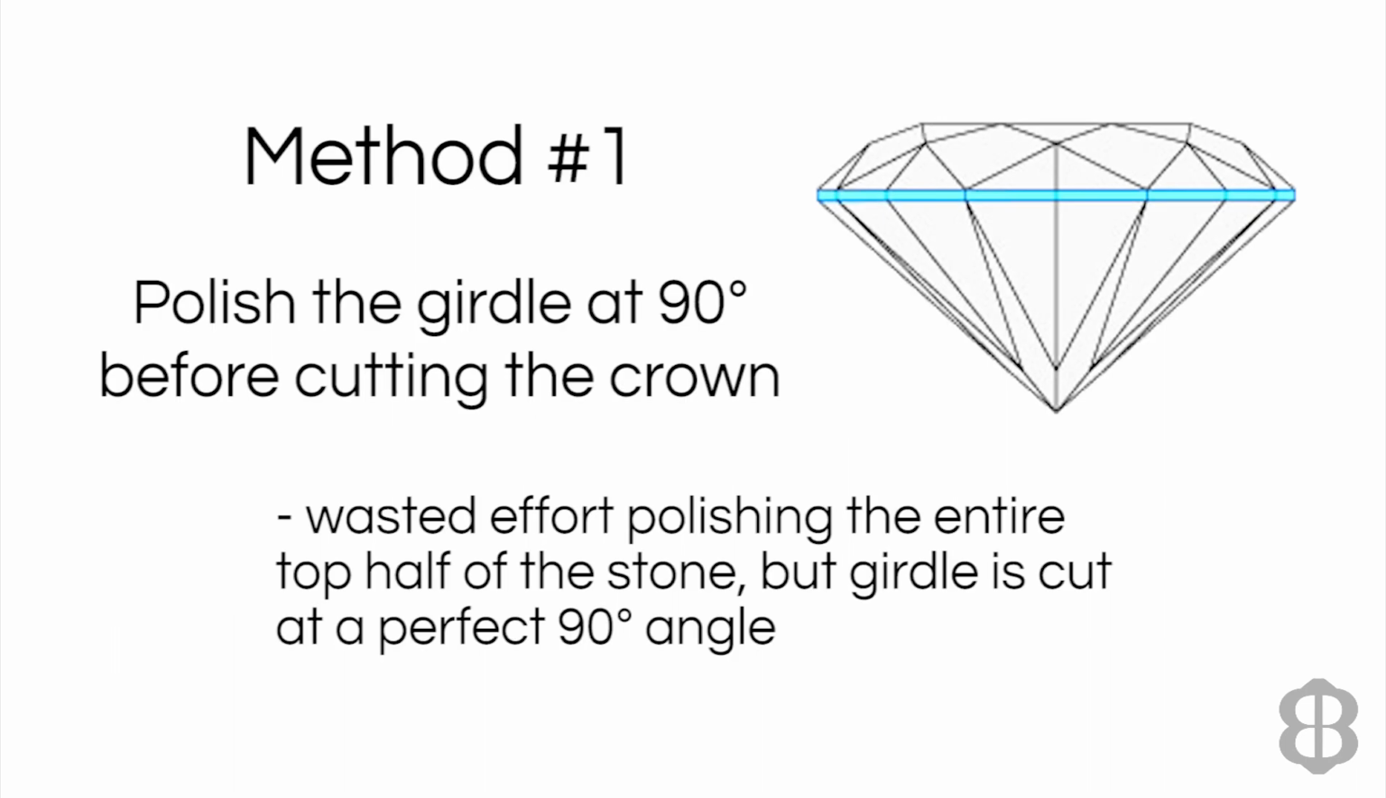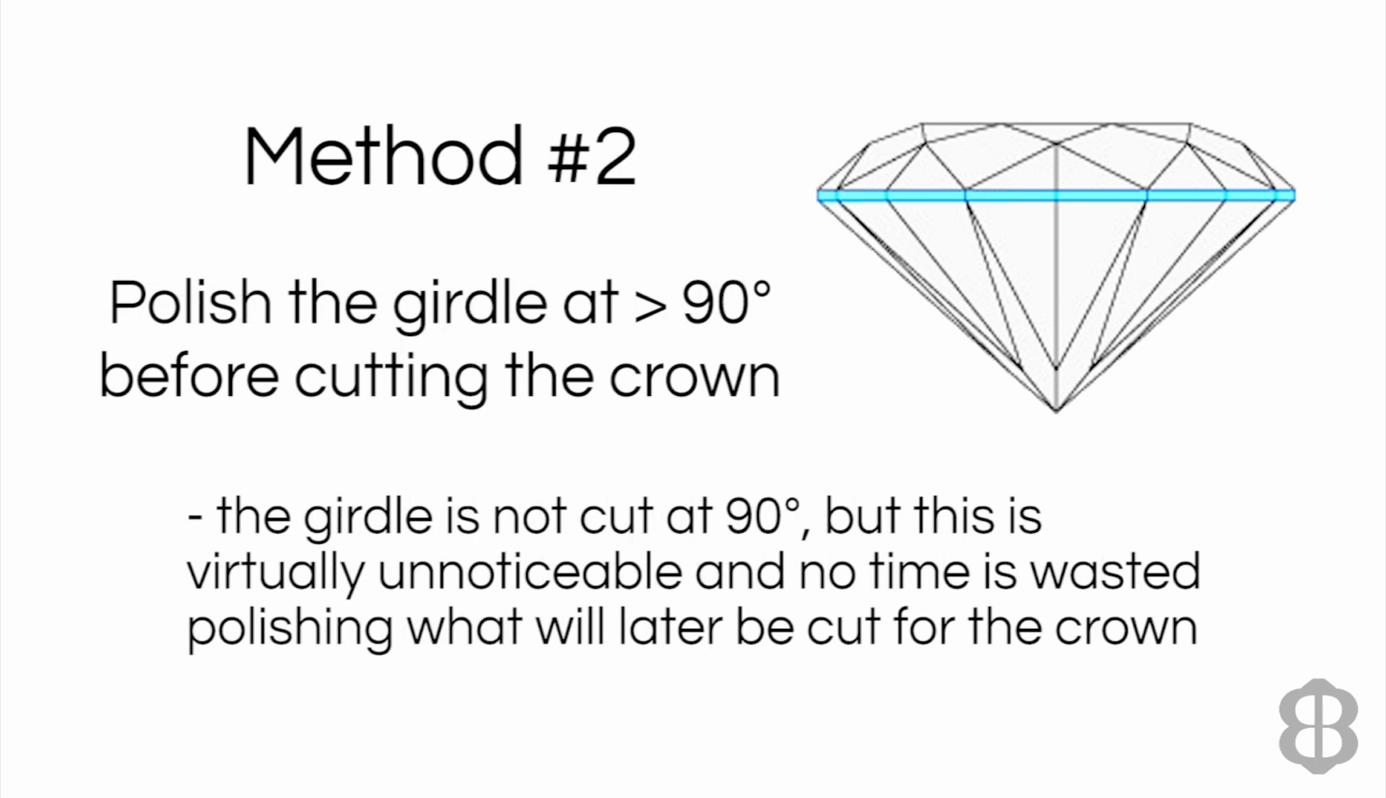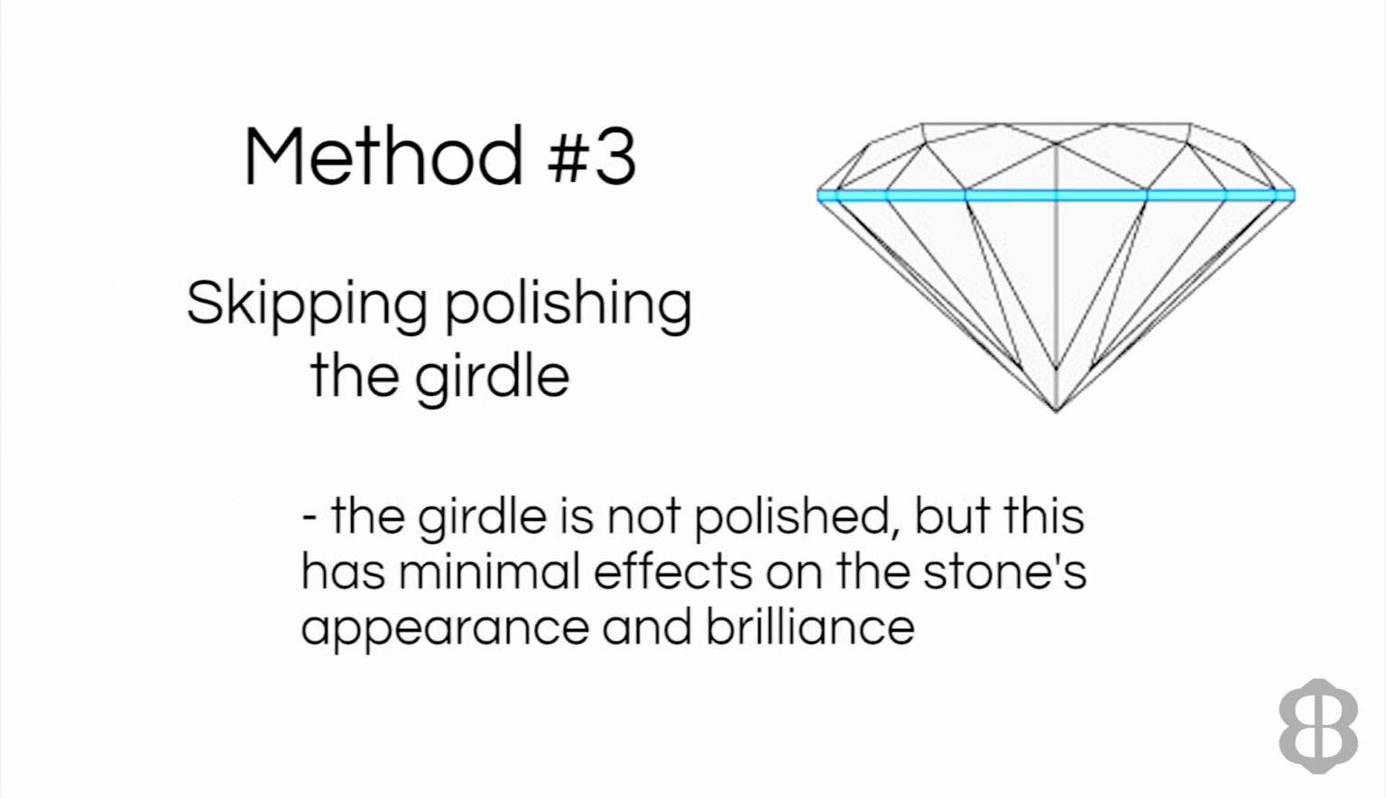You will spend a lot of time and effort polishing the entire upper half of the stone at 90 degrees, only to later grind almost all of that out when you cut the crown or upper half of the gemstone. Or you can polish a small part that will become the girdle at a little less than 90 degrees, or you can do like many cutters do and not bother to polish the girdle at all.